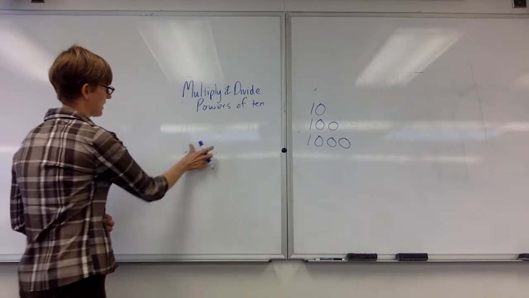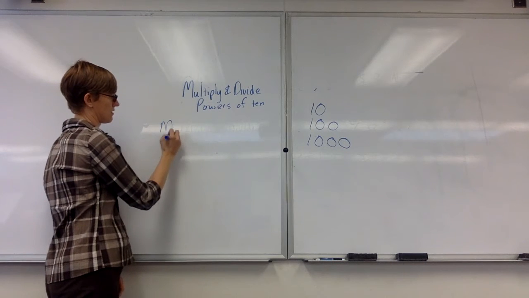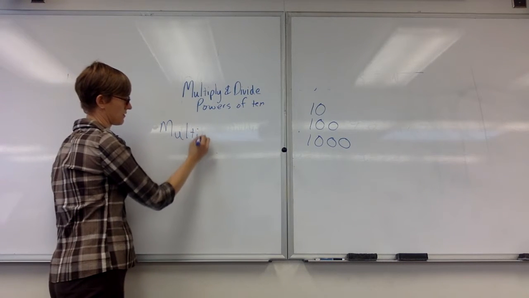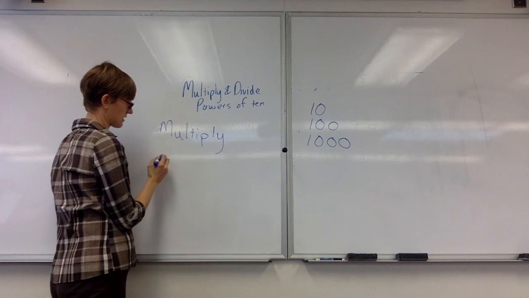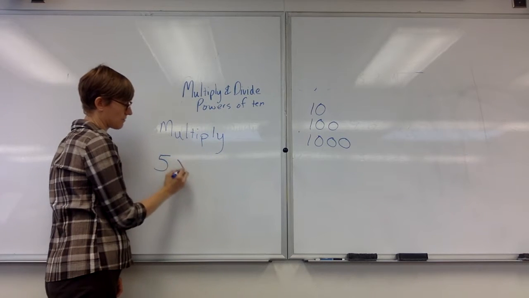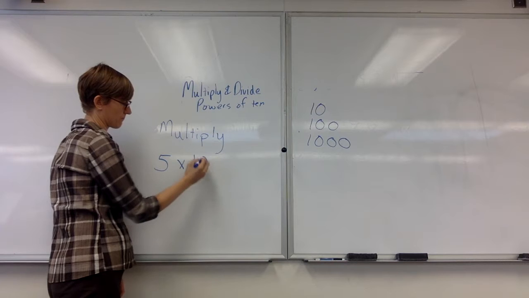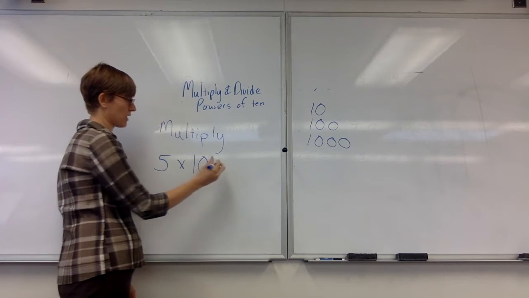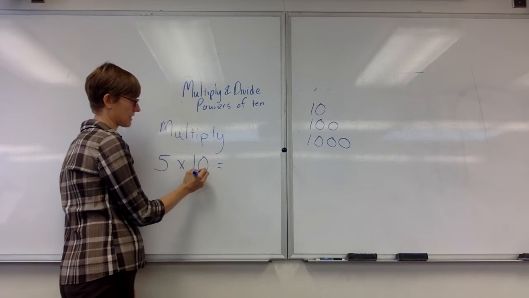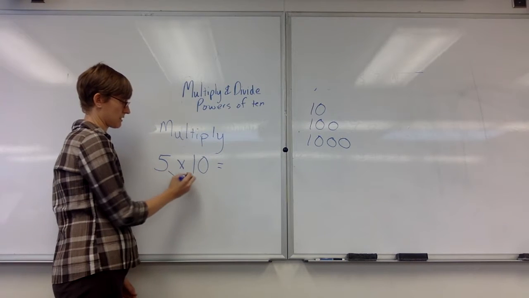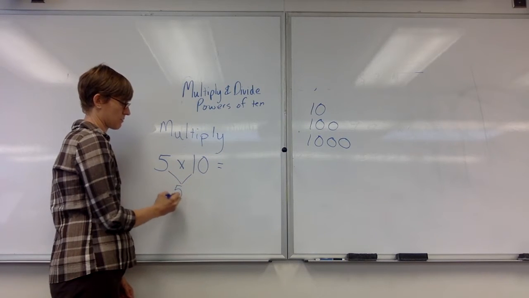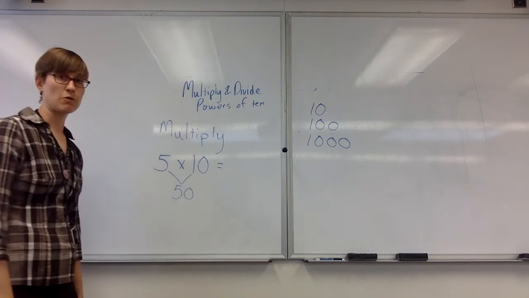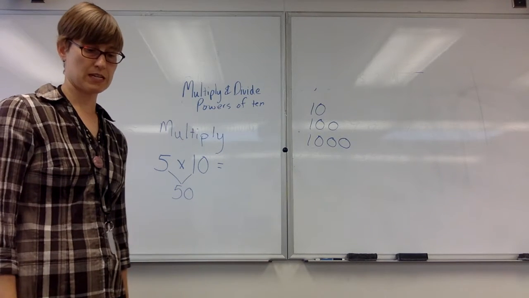So if I'm multiplying by a power of 10, let's say I'm taking the number 5 times 10. Basically what I do is I multiply my 5 times my 1, and then I add the number of zeros. Right? So 5 times 10 would be 50. We've been doing that for a while, so that shouldn't be anything new.